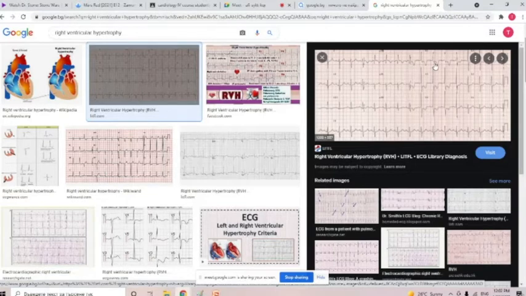More on the changed ratio. Usually here you have a small R and deep S. When that ratio is changed, when you have a bigger R, bigger than the S, and it's above 6 millimeters, and the R here in aVR is above 3 millimeters, then you should check for right ventricular hypertrophy. Usually there are other signs like right axis deviation and so on, but that's the definition of right ventricular hypertrophy.